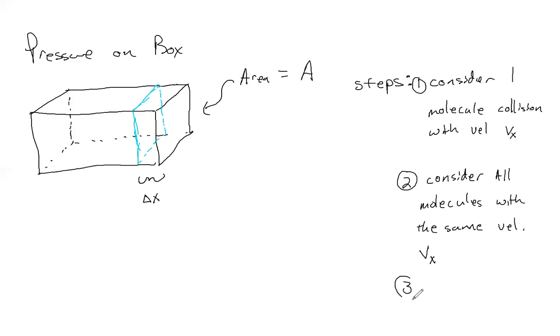Step three: you pick one molecule with one velocity, then you consider all of its cousins with the same velocity, but maybe distributed throughout the volume somewhere. And then finally, to get the total pressure, we're going to consider all velocities Vx. By the time we do that, we will have accounted for all possible molecules with any possible velocity. That's everything. That's going to be our strategy. It's just a way of organizing our thoughts.